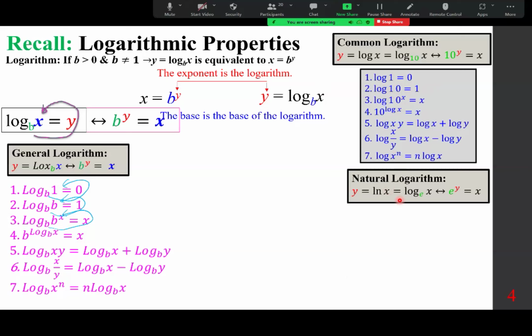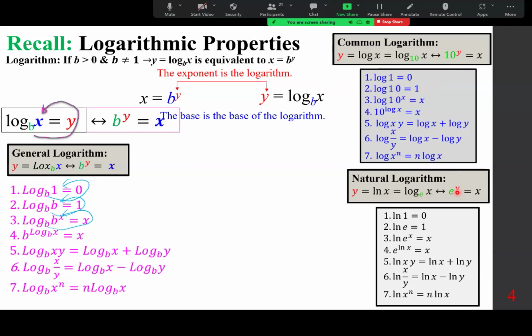In the case of a natural log, instead of writing log x base e, we write ln x. So it gives rise to e to the power of y equals x. And again, for this one, we just write ln 1. For this one, these two must be the same. When we write ln, the base is e, so we use e. The rest of them follow.